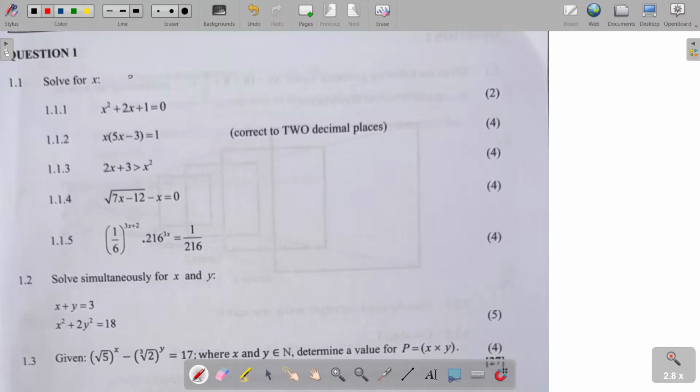We are going to be concentrating on algebra, guided by the paper which was written in June 2025 from the Eastern Cape Department of Education.